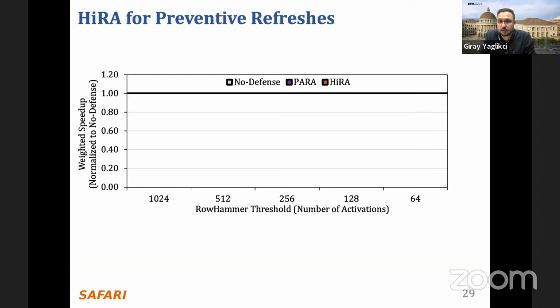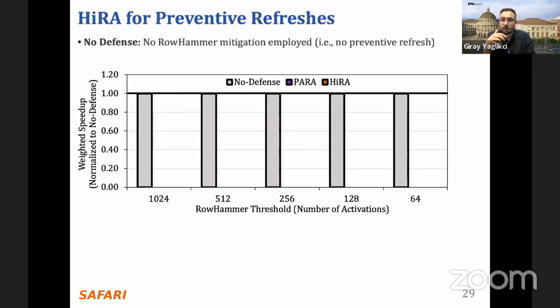Here again, you see a similar plot. On the x-axis, this time we have the RowHammer threshold, which is the minimum number of activations you need to perform to get a RowHammer bit flip. And on the y-axis, we have the system performance again in terms of weighted speedup, but now it's normalized to no defense. In no defense, we don't have any RowHammer mitigation employed, so it is a system which is not really secure against RowHammer attacks, and it does not perform any preventive refreshes.